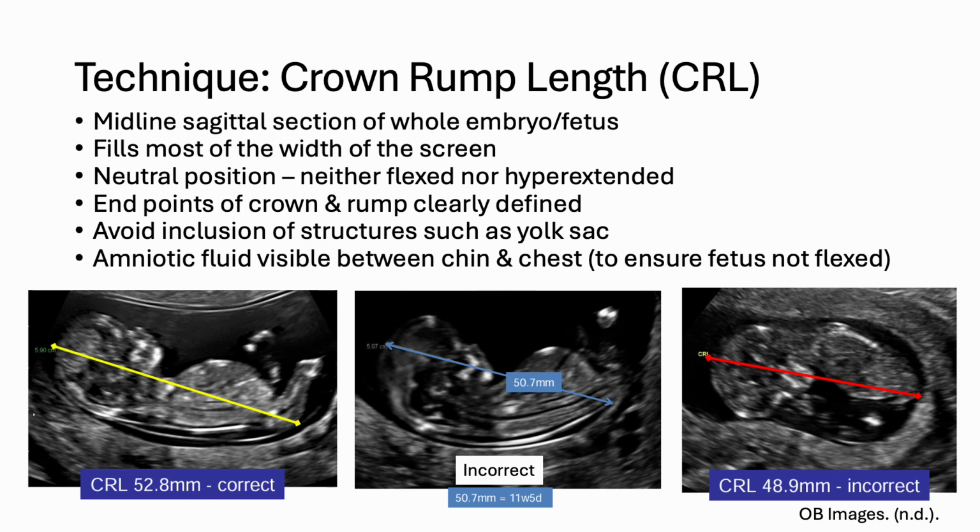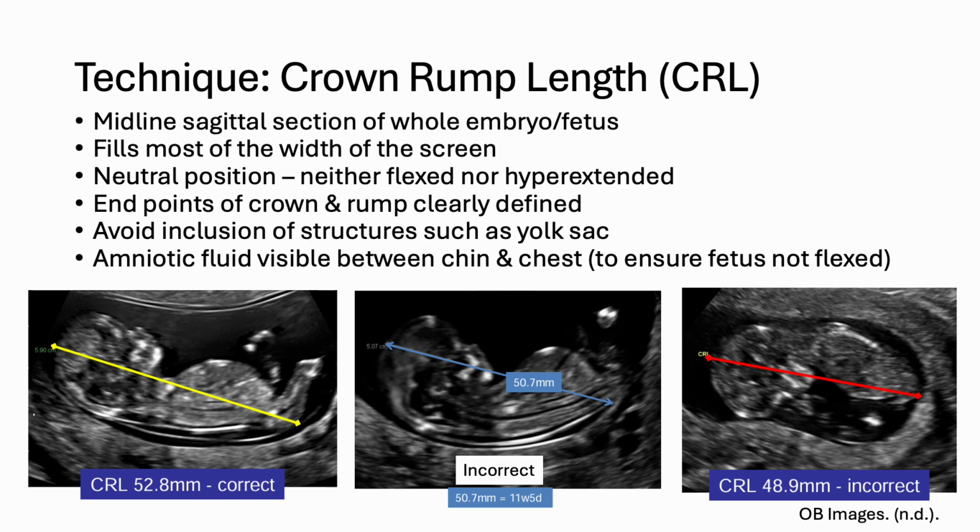And you want to measure from the crown to the rump of the baby, rump meaning bottom, where it is clearly defined. So you want to make sure that you can see the baby well. And then you want to avoid inclusion of structures like the yolk sac. Sometimes I actually saw an image where somebody measured from the top of the baby all the way down to the bottom of the yolk sac. And so obviously that is going to skew the gestational age significantly. So we want to make sure that it's done correctly. We want to see the amniotic fluid visible between the chin and the chest.